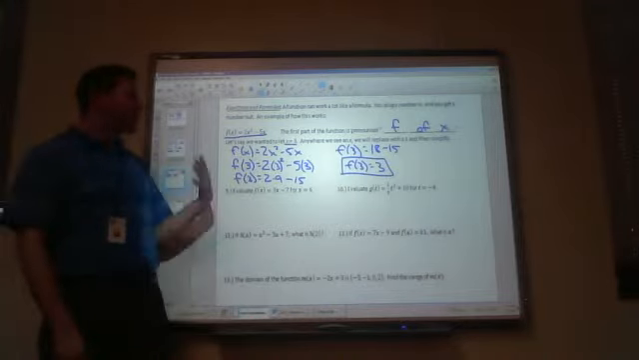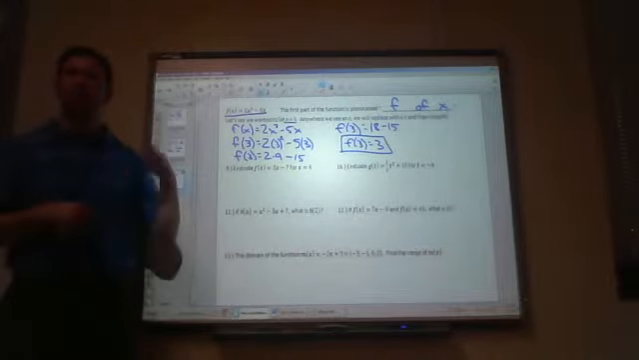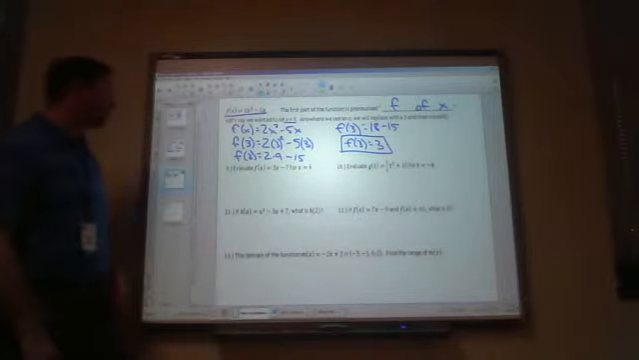Let's take a look at a couple more examples, and I believe we're at the top of page 2 now.